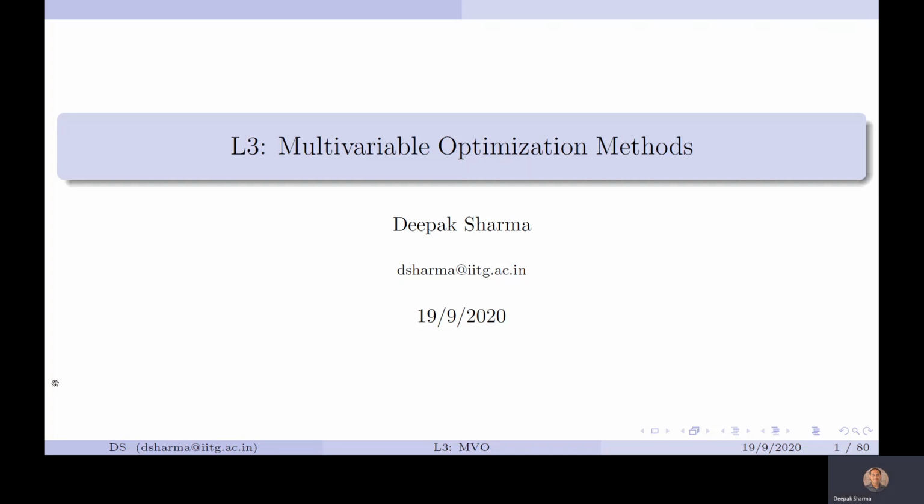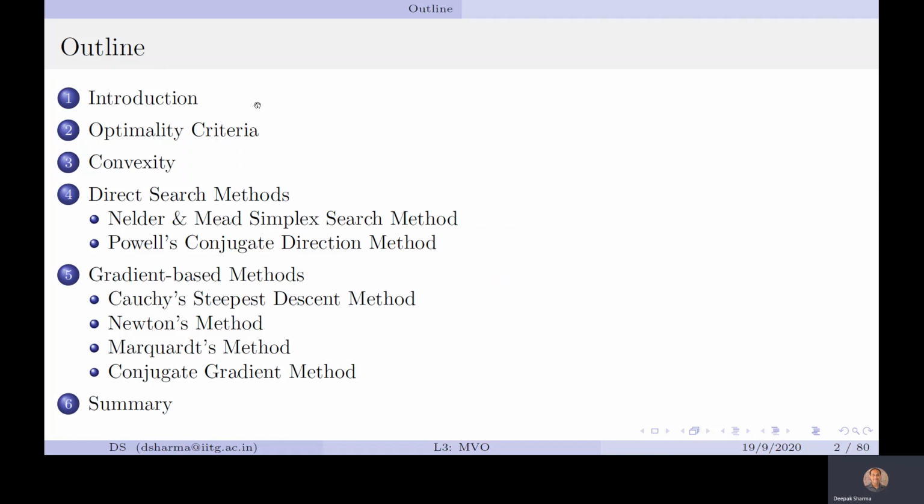So let us begin with chapter 3, which is on multivariable optimization methods. In this particular chapter, first we will go through the introduction. Thereafter, the optimality condition for multivariable function. We will also talk about convexity, the convex functions and other theorems. Then we will move towards the methods.